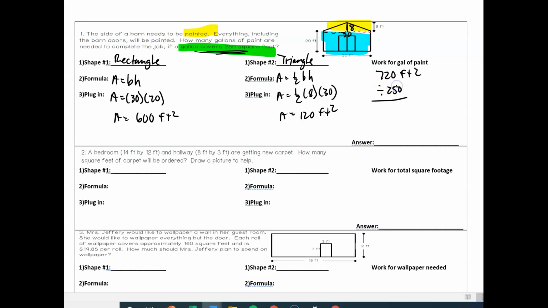Now remember, you cannot go to the store and say, I want a decimal amount of gallons. So when you get 2.88 after this division, you can't go to the store and say, I want 2.88 gallons of paint. No, you're going to have to say, I need 3 gallons of paint. Even if that was like 2.1 gallons, you would still need 3 gallons. The store's not going to let you off by not purchasing that extra gallon here.